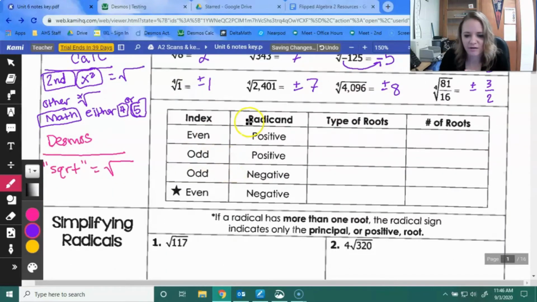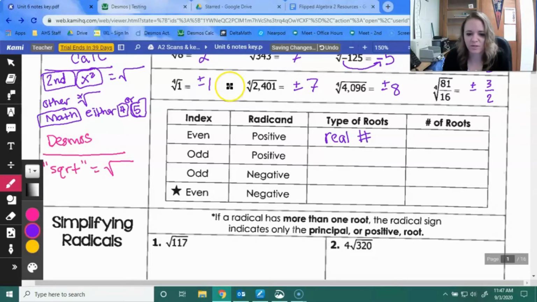So, the pattern that is going to happen is that when you have an even index and the underneath is positive, that means you are going to have what we call, and what we've done 2 units ago, a real number.